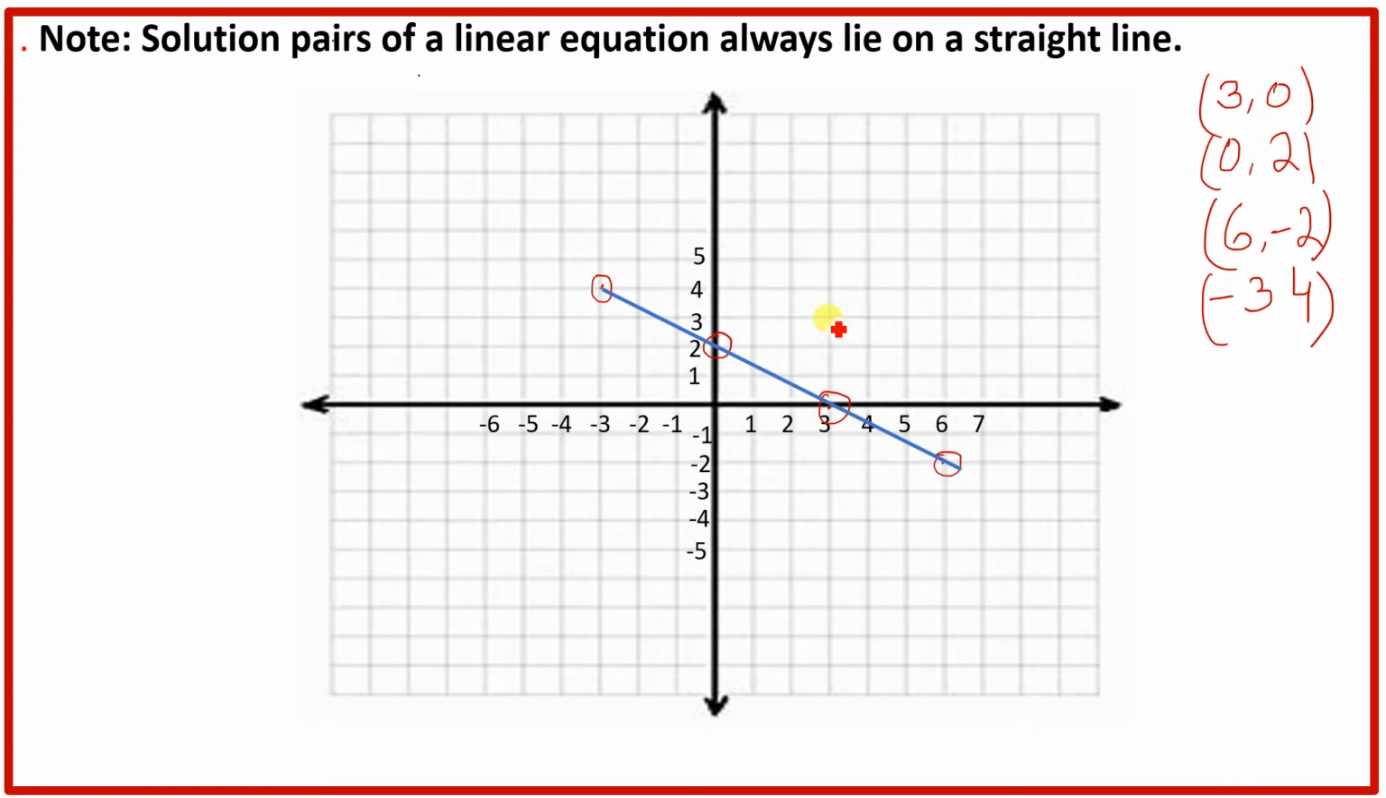And the straight line that contains all solution pairs of a linear equation is called the graph of the equation. The linear equation is called the equation of the line. And every solution pair of the linear equation gives a point on the line. See, this is point, this is this one. Here, this is -3 and 4, and this one is 6 and -2. And the graph is a geometric visualization of the solutions of the equation. So keep in mind that the solution pairs of a linear equation always lie on a straight line, and only 2 points are enough to make a line, but you can find out as many solution pairs as you want.